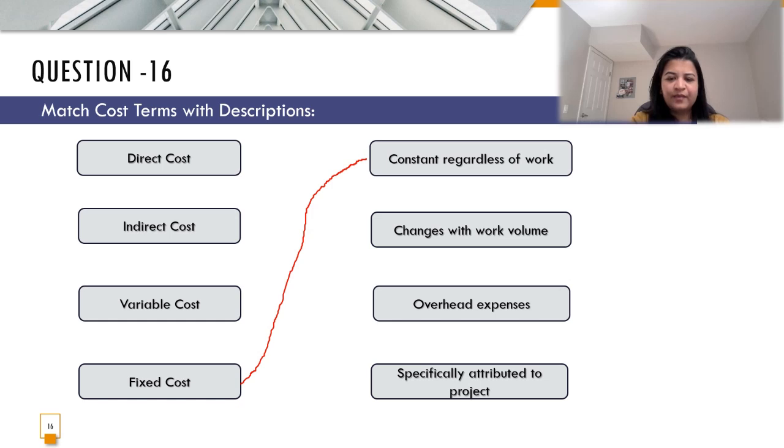Next is variable cost. Variable is based on the changes that happen. So we can say that it changes with the work volume. Indirect cost is the cost with the overhead expenses, and then direct cost is specifically attributed to the project.